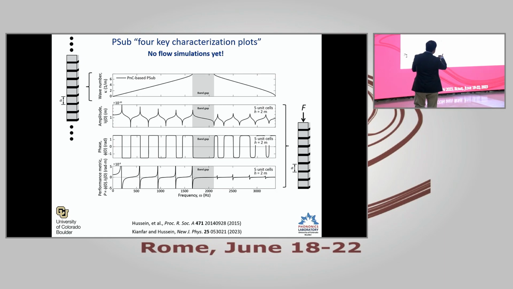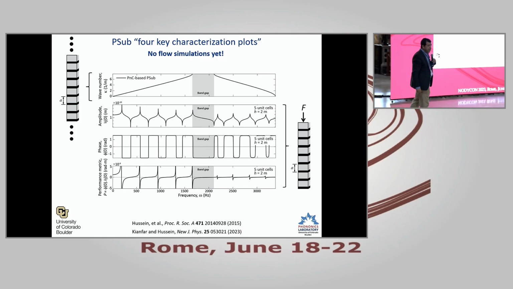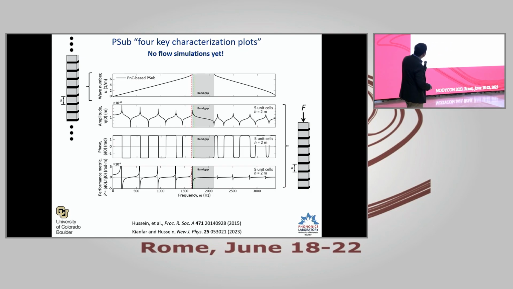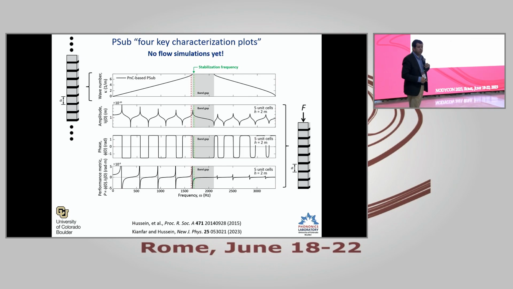If we excite that same structure, we get a frequency response, as you can see here. The amplitude is in the second plot, and then the phase in the third plot. If we were to multiply the amplitude by the phase, we get what we can call a performance metric, which is shown there in the bottom plot. So now suppose your instability in the flow is at a frequency that is shown there in green. In that case, we would be interested in stabilizing that frequency, that perturbation.